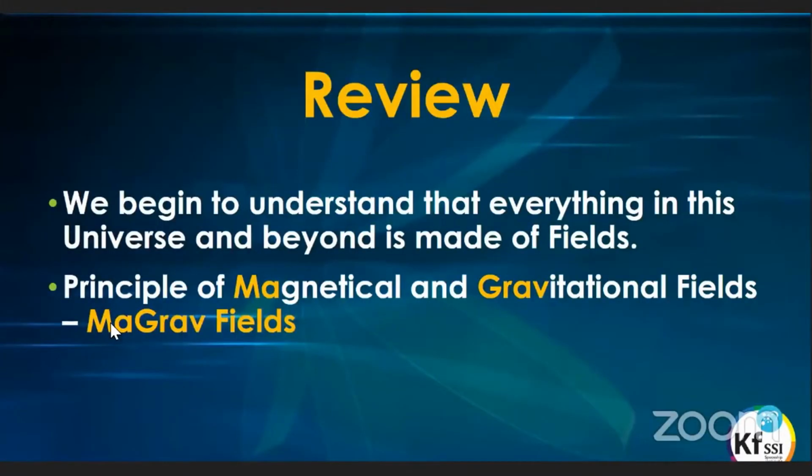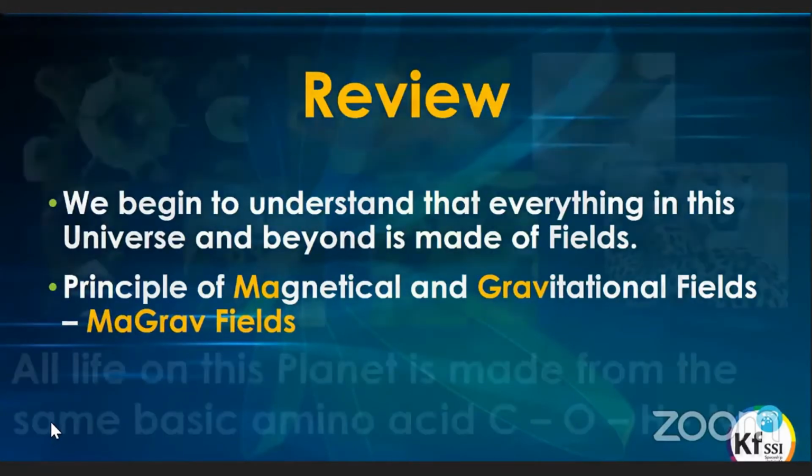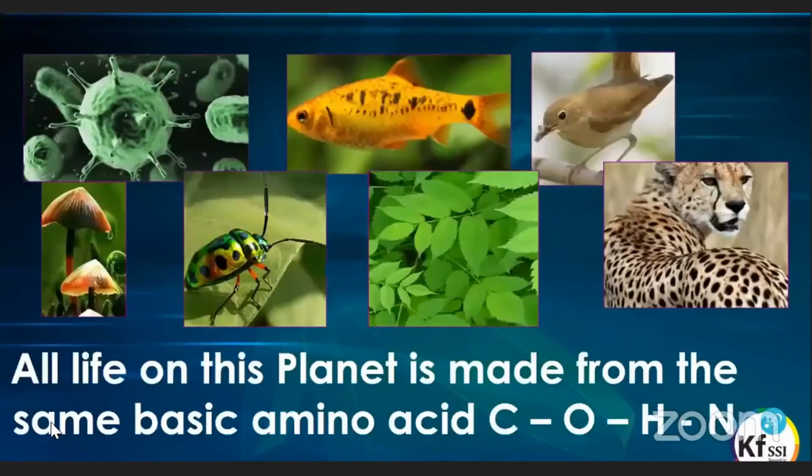So just as a quick view, we understand that everything in this universe is made of the fields, and we've understood the principle of magnetical and gravitational fields, or what we commonly term as the MAGRAV fields. And all life on the planet is made from the basic amino acid structure, which is your carbon, oxygen, hydrogen, and nitrogen.